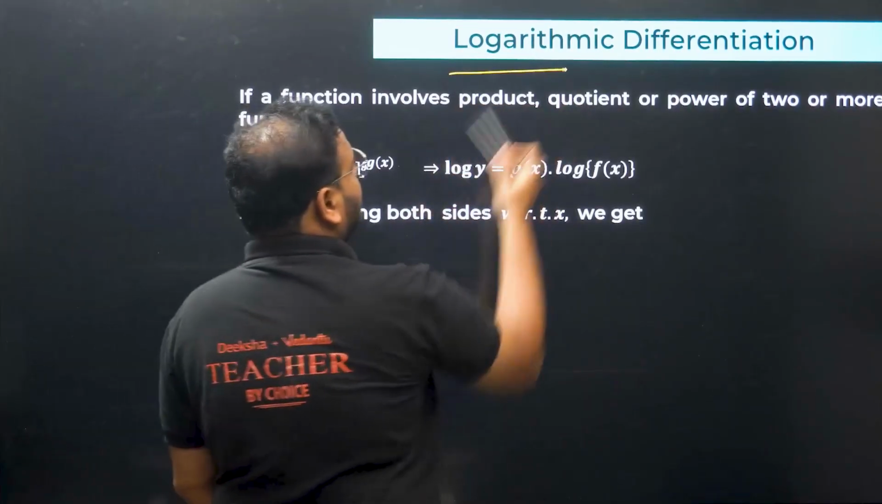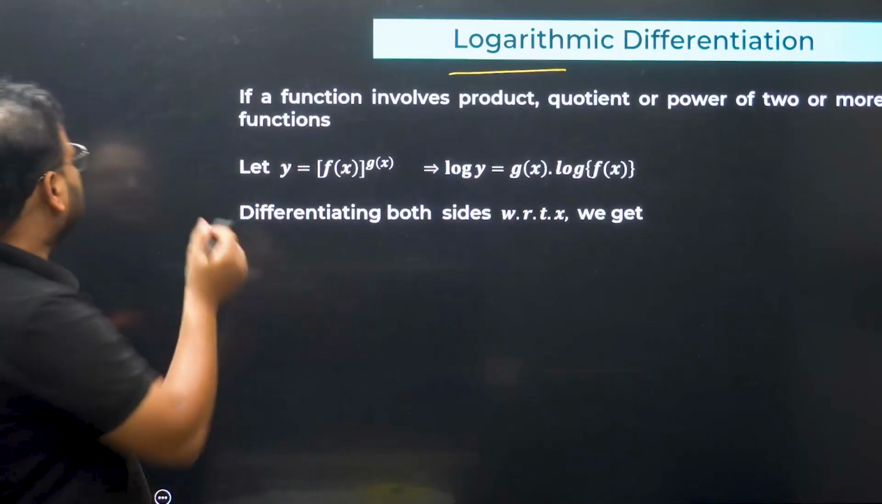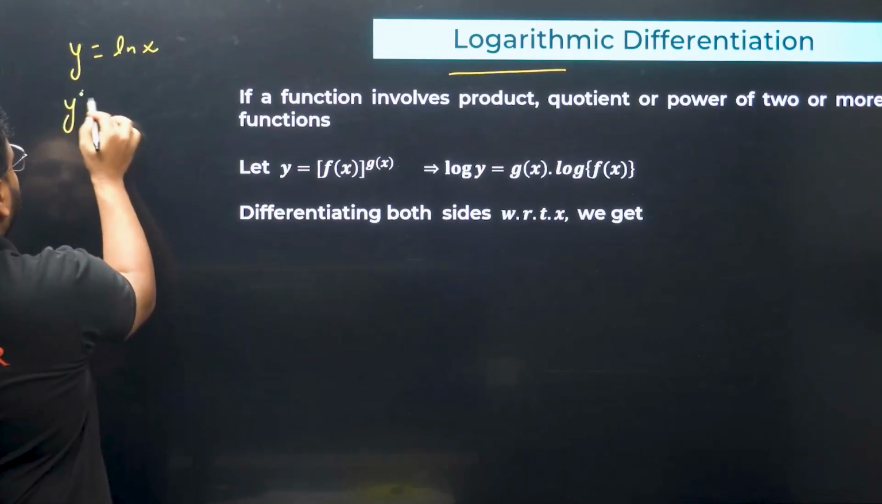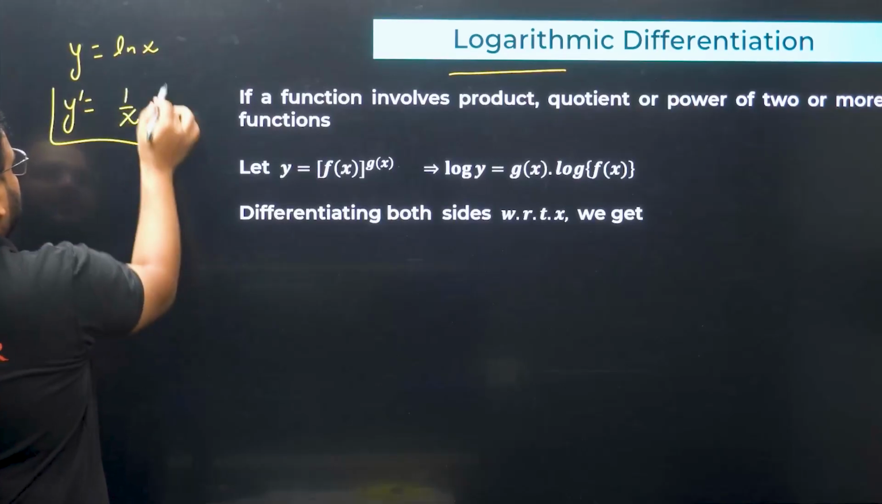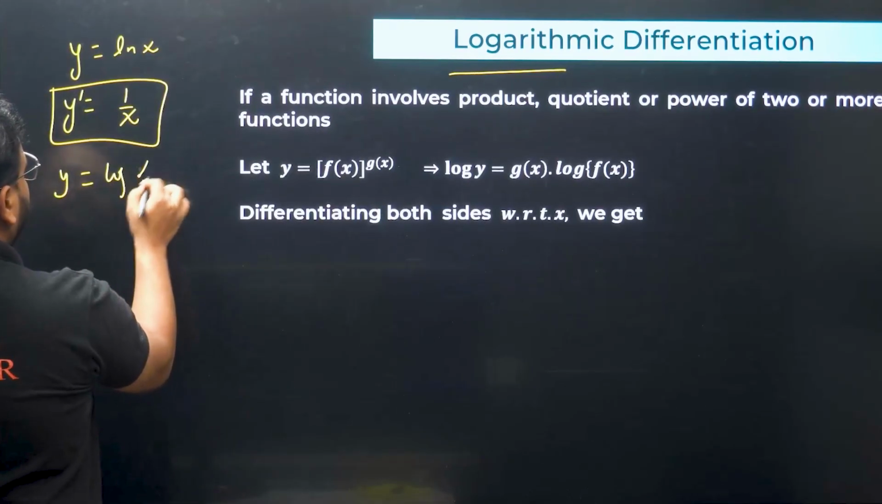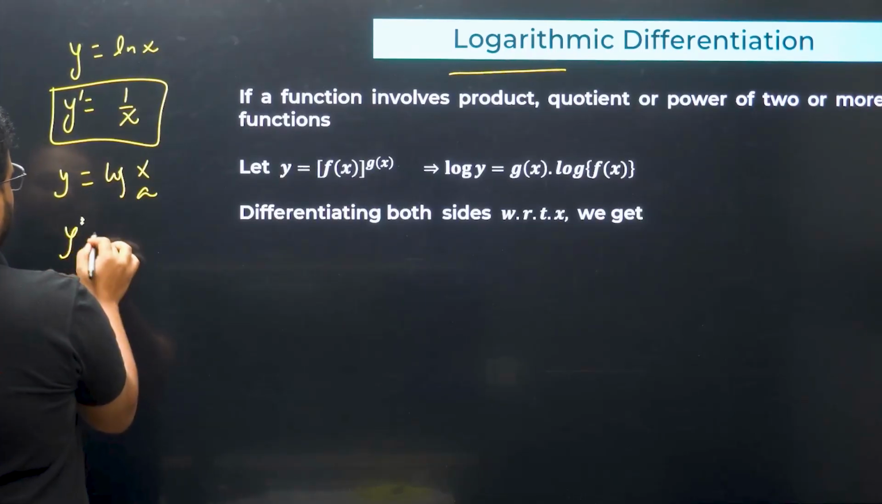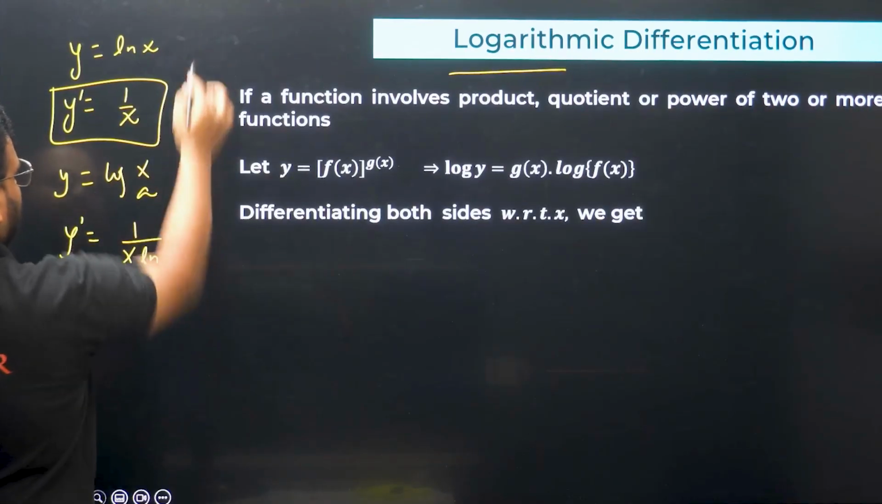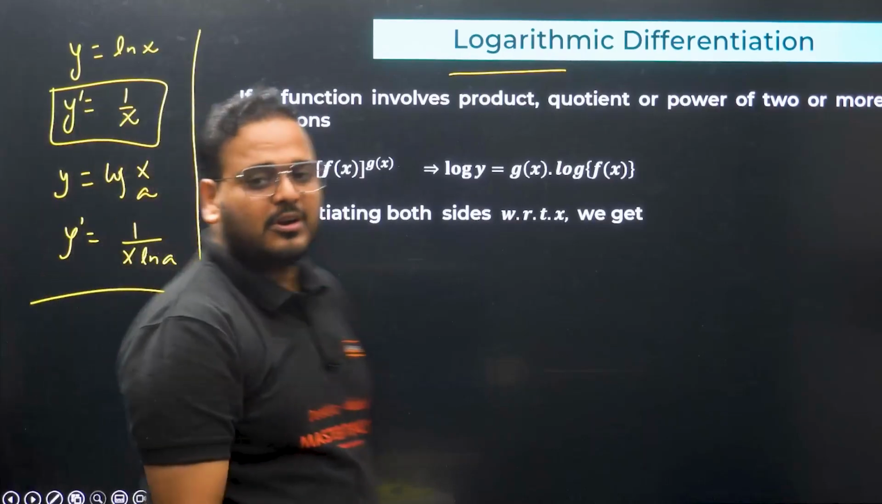We'll see. So sir, didn't you teach that already? If y equals ln x, the derivative of y is going to be 1 by x. Yes, you taught that, sir. If you have y equals log of x with the base a, the derivative of y is going to be 1 upon x ln a. So you taught that, sir. Then what is this?